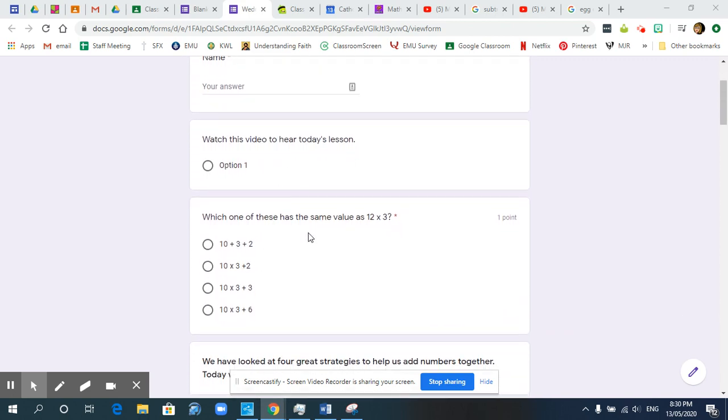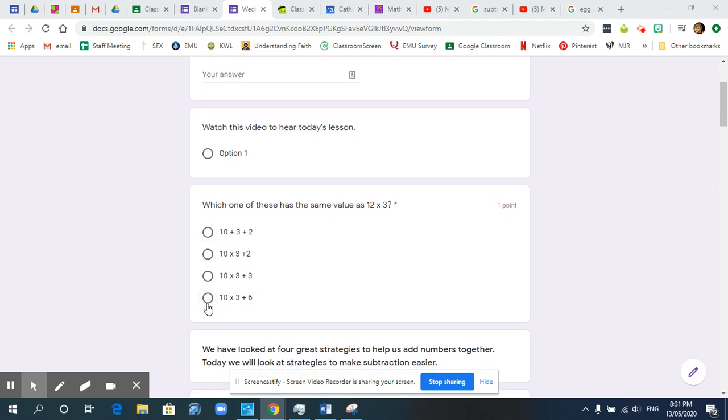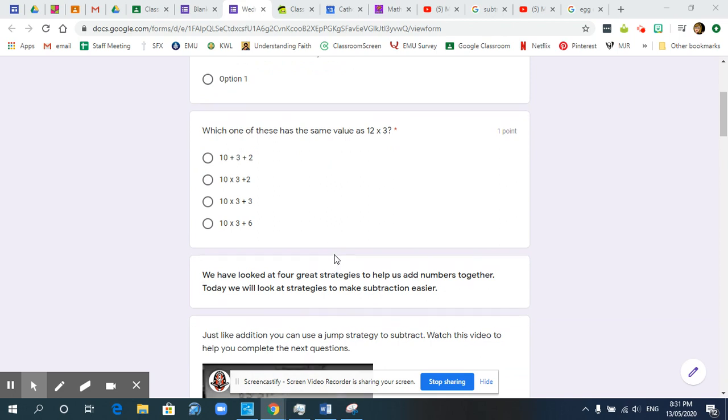Here's a multiple choice question. Which one of these has the same value as 12 times 3, or 12 groups of 3? Is it 10 plus 3 plus 2? 10 times 3 plus 2? 10 times 3 plus 3? 10 times 3 plus 6? Choose one of the multiple choice questions for 1 point.